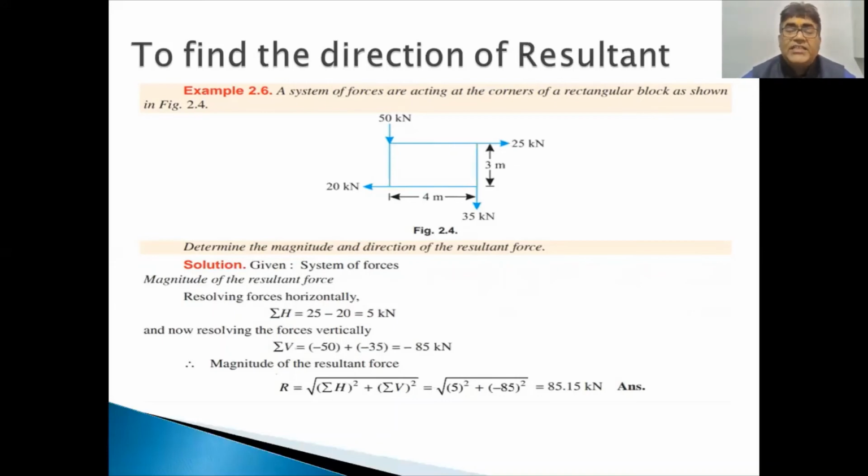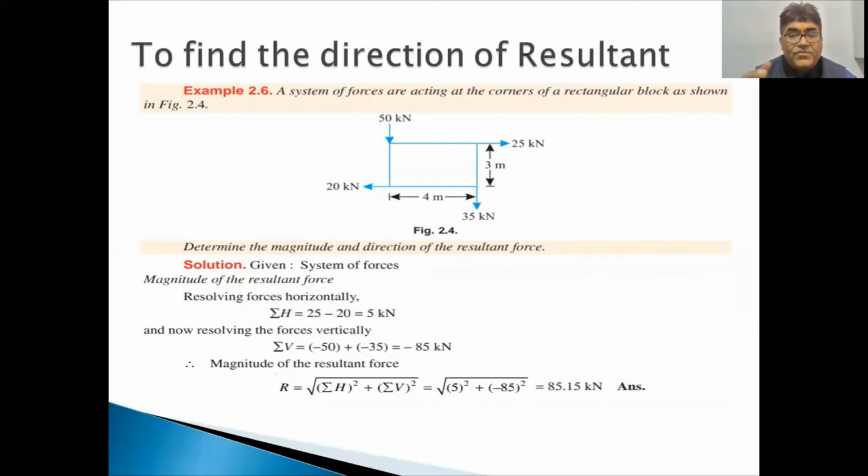If summation H is negative and summation V is also negative, then the resultant of the whole system of forces will be acting in the third quadrant, that is the angle between 180 degrees and 270 degrees. And the fourth condition is that if summation H is positive and summation V is negative, then the resultant will be acting in the fourth quadrant, that is the angle between 270 and 360 degrees.